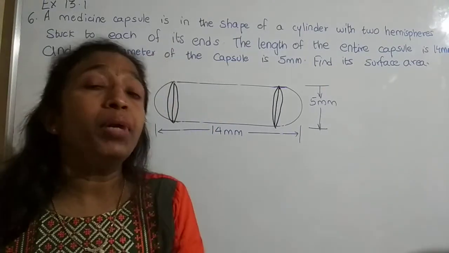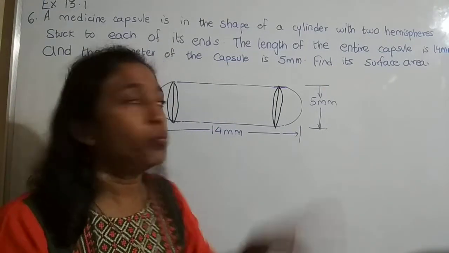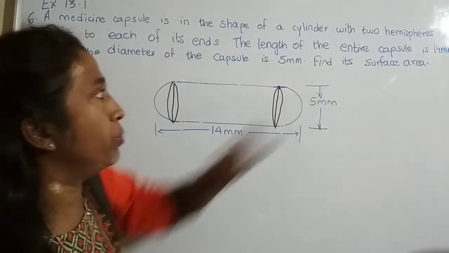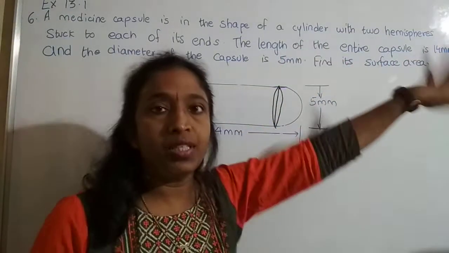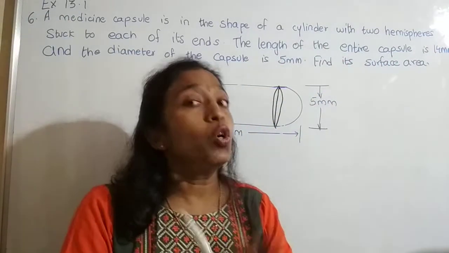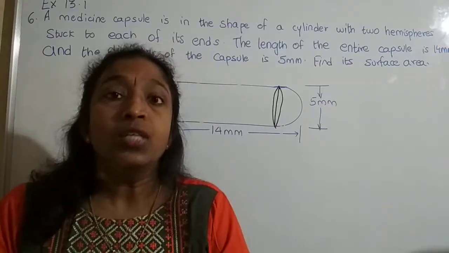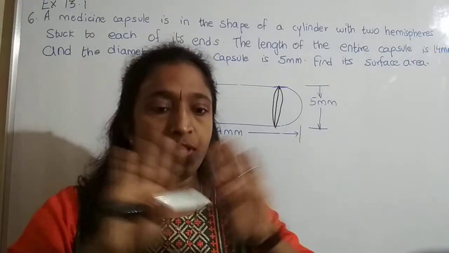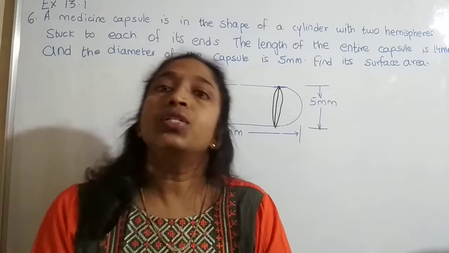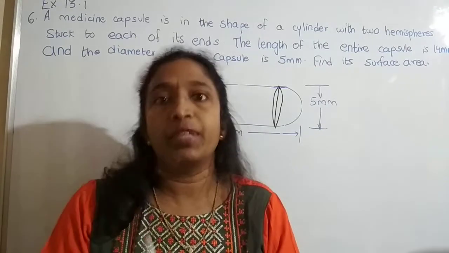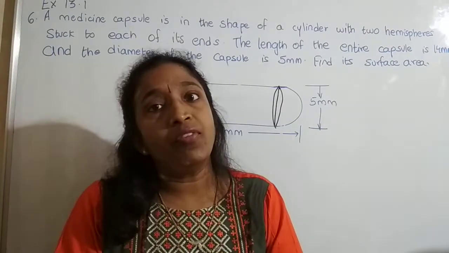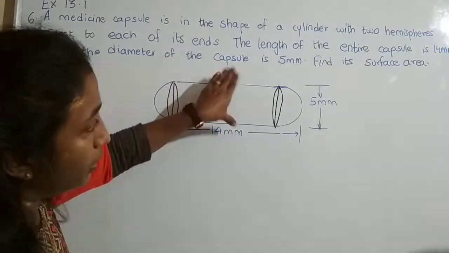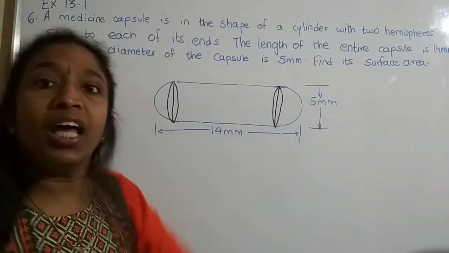Now why is the word diameter used? Because there is a hemisphere at both the ends and the diameter is 5 millimeter. You have to find the surface area, as we are going to learn the combination of solids. Surface area means the outer surface, so you have to find the total surface. It is a combination of cylinder and hemisphere, so the total surface area will be the surface area of the cylinder plus the surface area of the hemispheres.